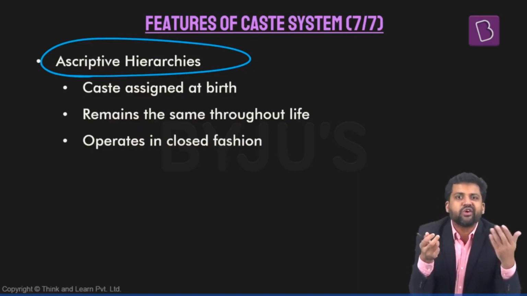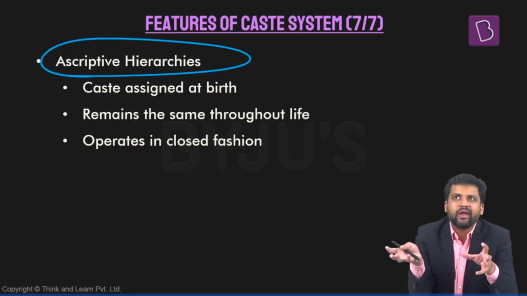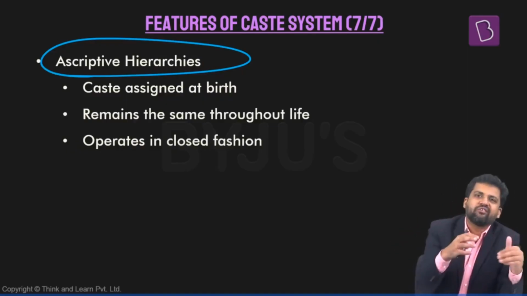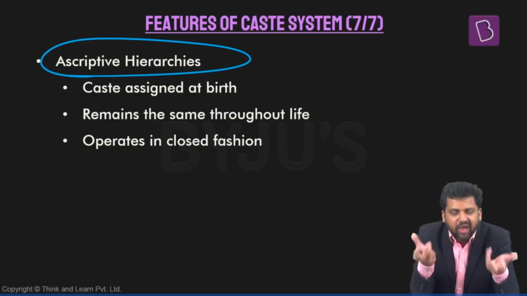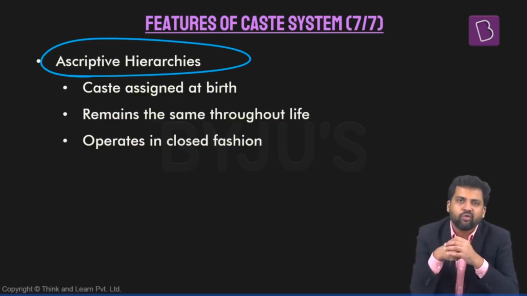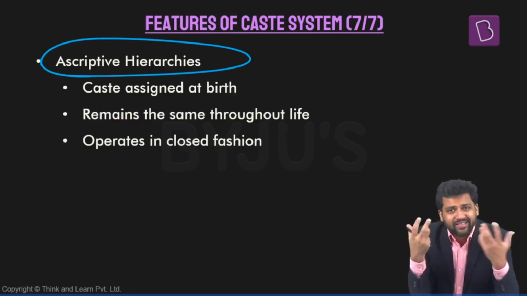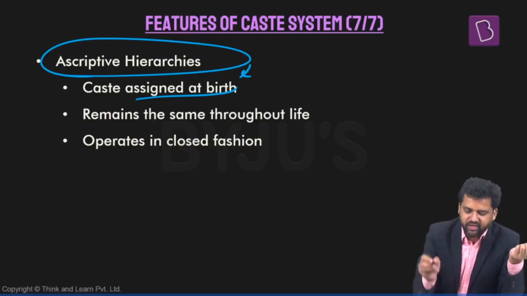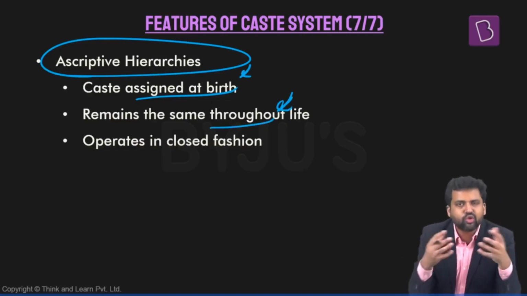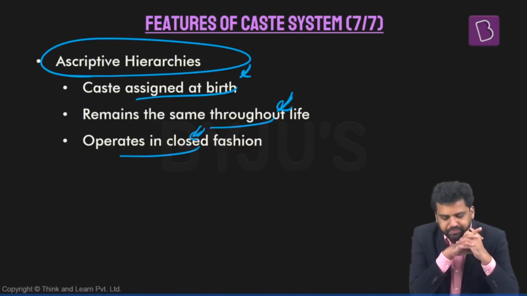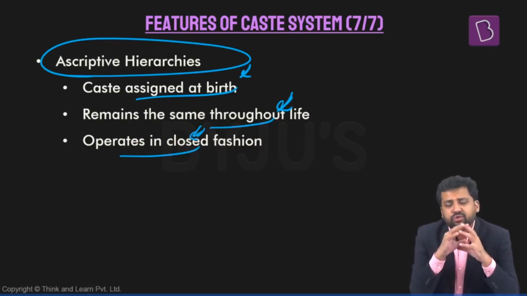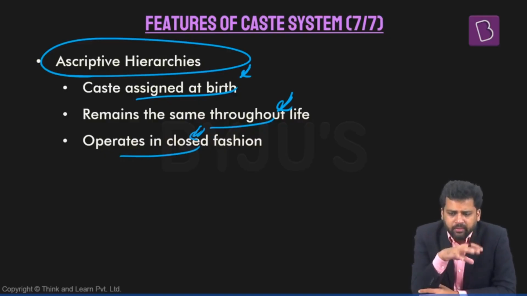So if there is a caste which is considered to be superior, whoever is born into families of the superior caste will be accorded higher status. Someone who is born into a caste which is accorded lower status will continue to have lower status. So these hierarchies are from birth, right? Caste is assigned at birth and it remains more or less the same throughout life. And it operates in a closed fashion. This is something that we already talked about. So these are all features of the caste system, and these are features which most sociologists will agree upon.